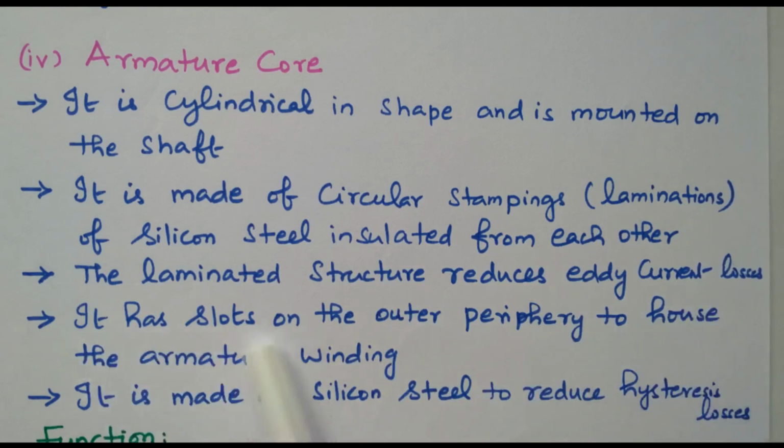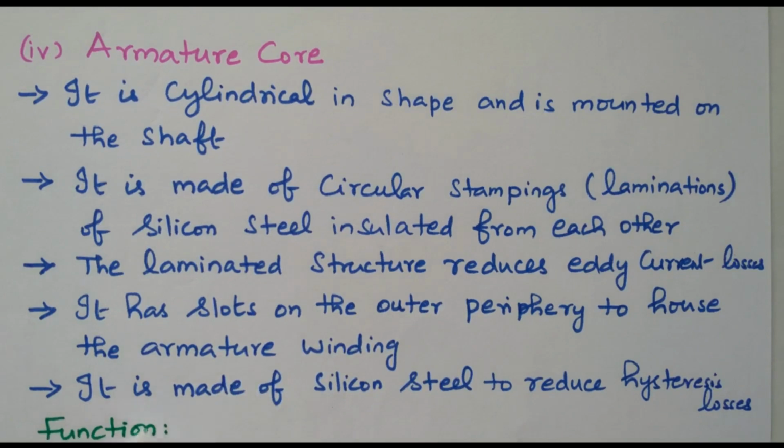It has slots on the outer periphery to house the armature winding. The slots will be there. Over the slots the armature winding can be placed. It is made of silicon steel to reduce hysteresis losses, right? So in order to reduce the hysteresis losses, it is made up of silicon steel.